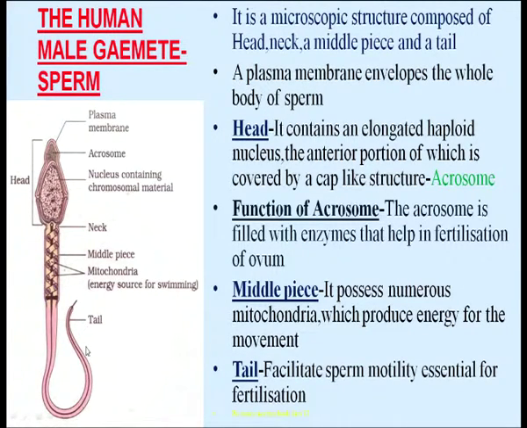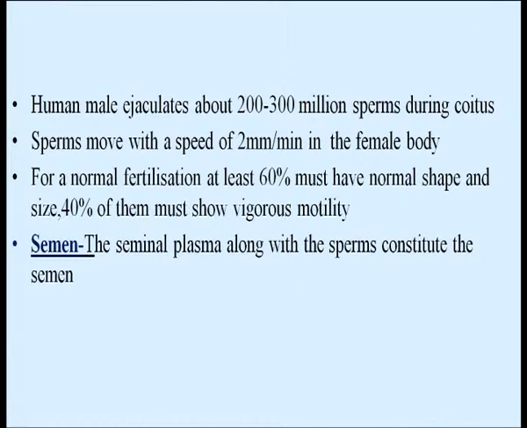The human male ejaculates about 200 to 300 million sperms during coitus. Sperms move with a speed of 2 mm per minute in the female body, and for normal fertilization to take place, at least 60% must have normal shape and size, and 40% of them must show vigorous motility. And what constitutes the semen? The semen is not only the sperms, it is seminal plasma along with the sperms.